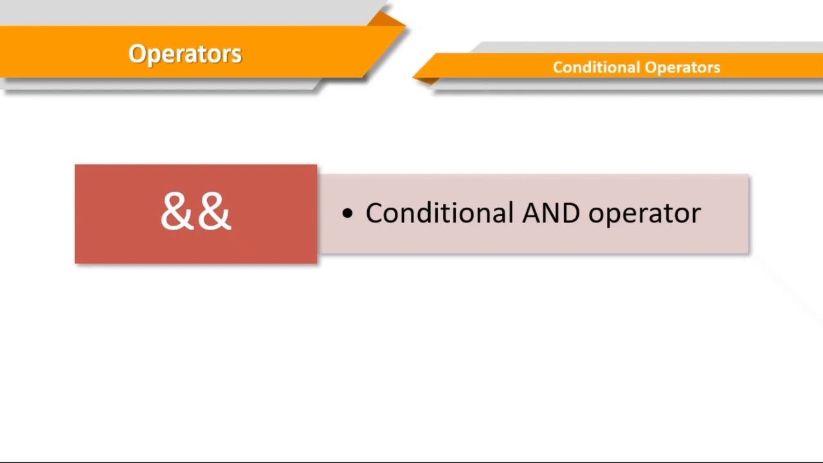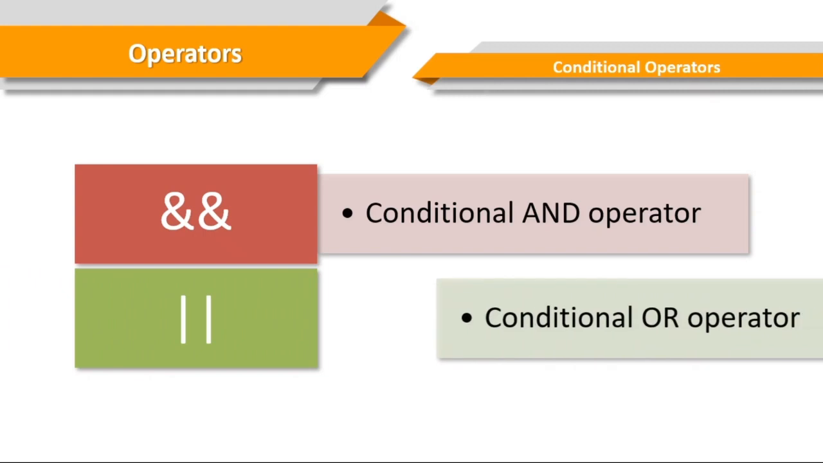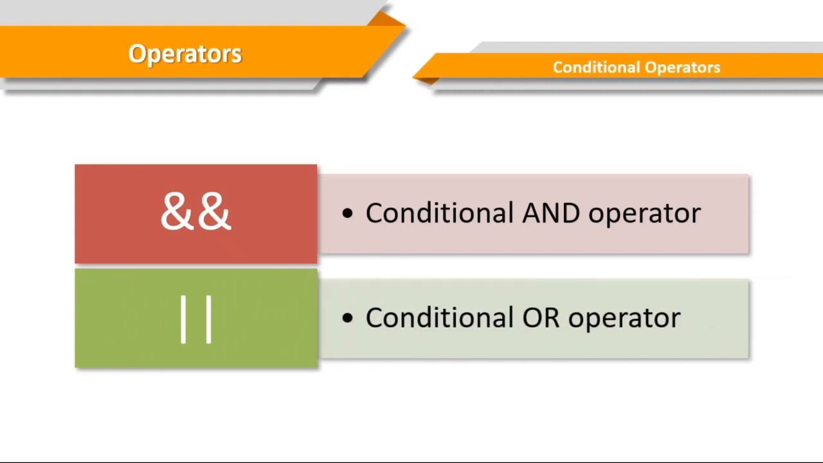Then we have the conditional OR operator. So this operator is represented by this symbol. It's called a double pipe. So in this operation, the result is true if either of the operands happen to be true. So this operator doesn't check the second condition if the first condition is true. It checks the second condition only if the first one is false.